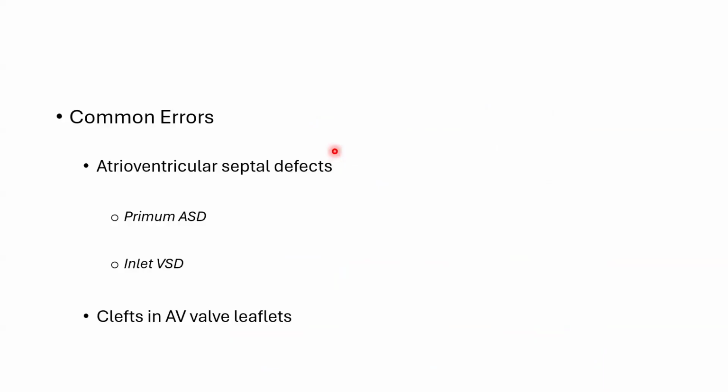Common errors that may occur with the endocardial cushion as far as the atrioventricular septum is concerned are the primum ASD, inlet VSD, and cleft in AV valve leaflets.